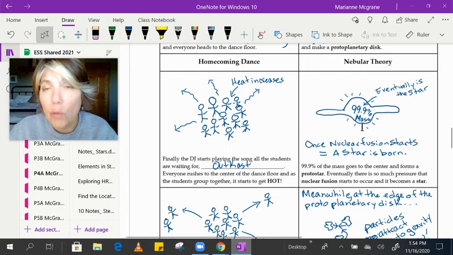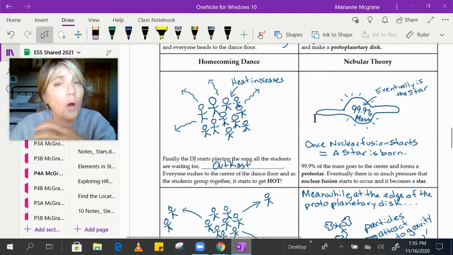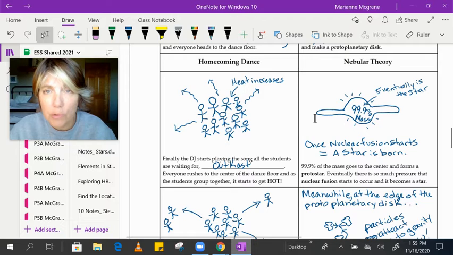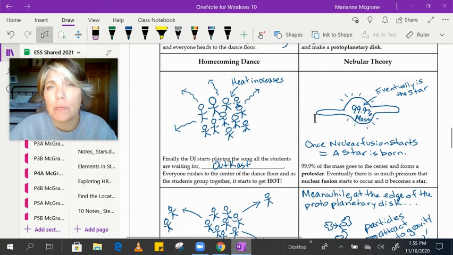So 99.9% of all the material is in the center. That mass is eventually going to become the star. The 0.1% at the outer edges of the disk will eventually become the planets. So all of the planets that we have in our solar system, all the leftovers that were not included in the mass of the star, that is what becomes our planets, like our planet Earth.